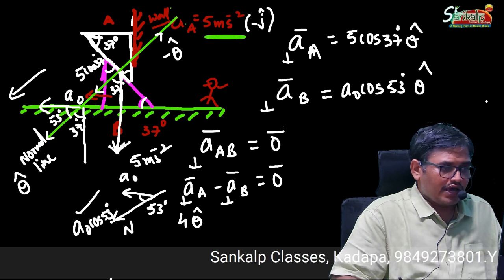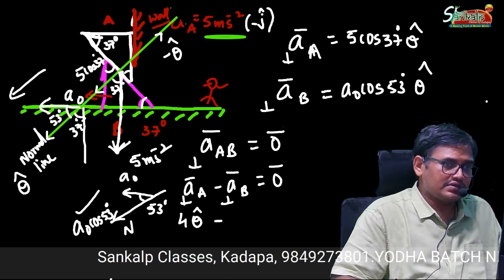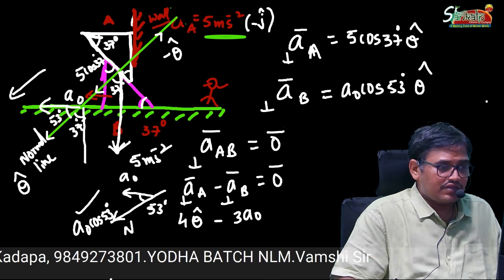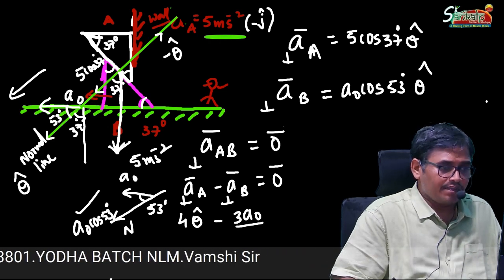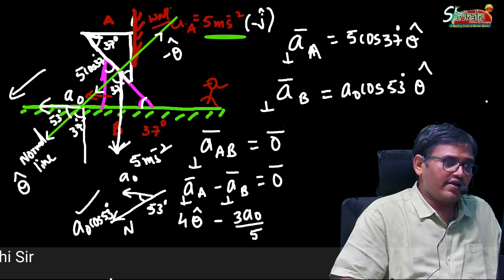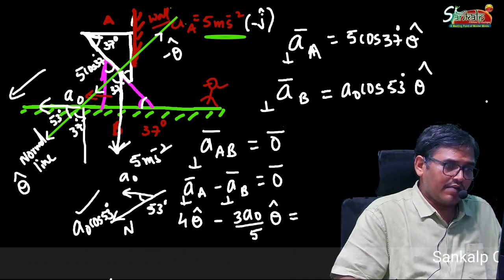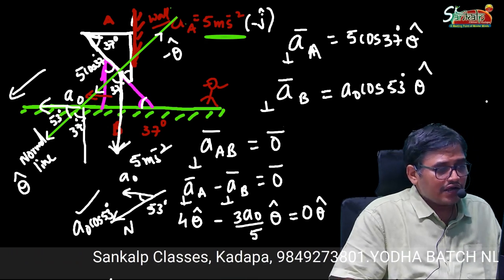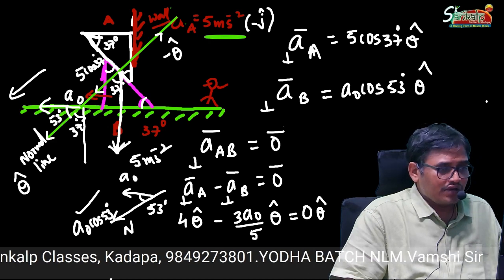4 theta cap minus, cos 53 means sin 37, 3 A naught by 5 theta cap is equal to the null vector. I can write it as 0 theta cap. Sir, how can you write that? A null vector's direction is arbitrary, we can take any direction.